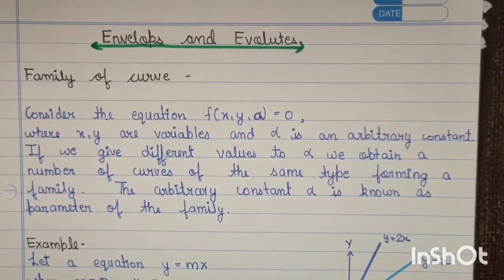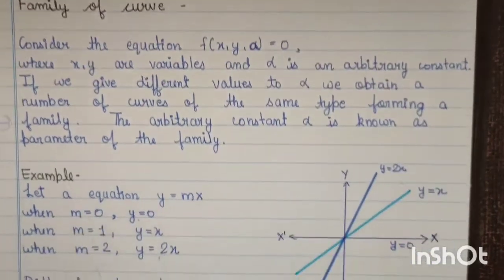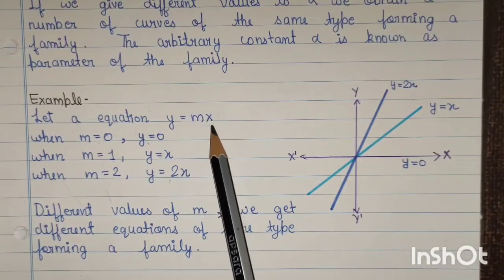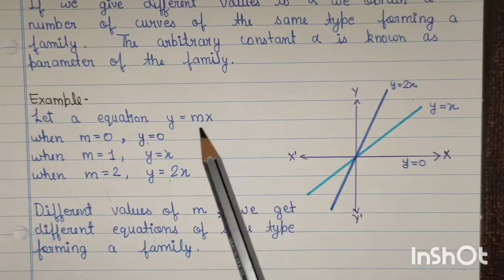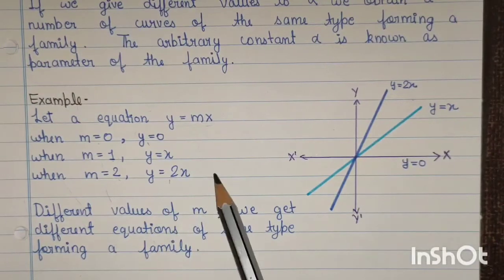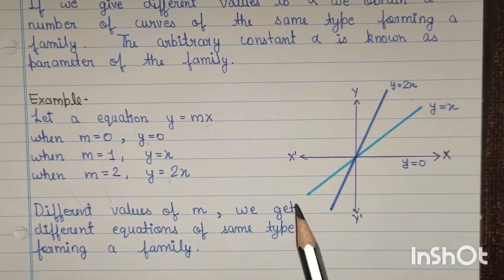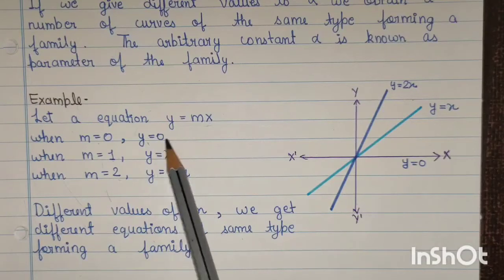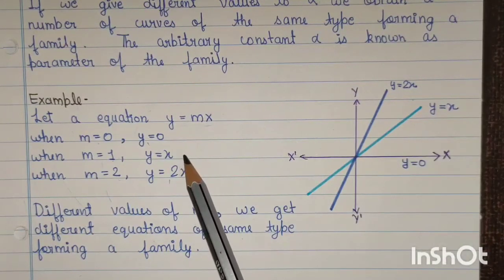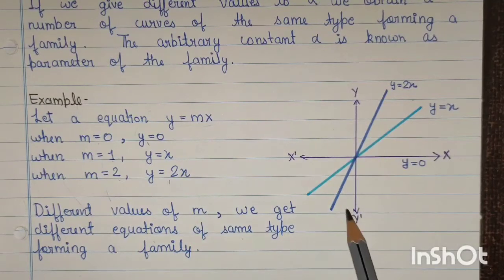Let us understand by an example. Let our equation be y = mx. When m = 0, y = 0. When m = 1, y = x. When m = 2, y = 2x. We can see that y = 0 is the line of the x-axis, y = x is the blue color line, and y = 2x is the purple color line.